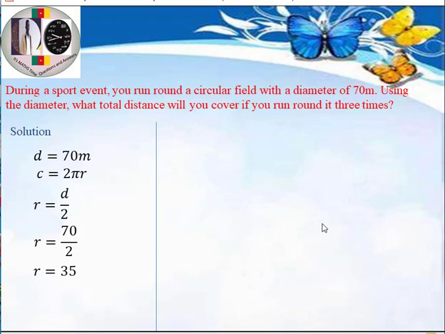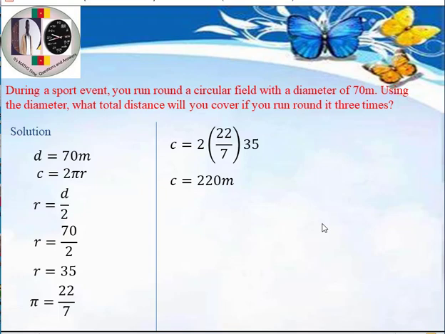Now to get the circumference, we'll simply substitute the value for pi and the radius. We know pi is a constant, which is always 22/7. So the circumference of that circle will be 2 times 22/7 times the radius, which is 35. Again, from there we can substitute these values, 2 times 22 times 35, all of that divided by 7, which is going to give us 220 meters.